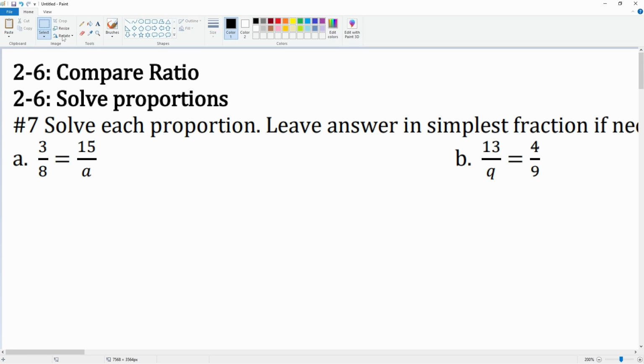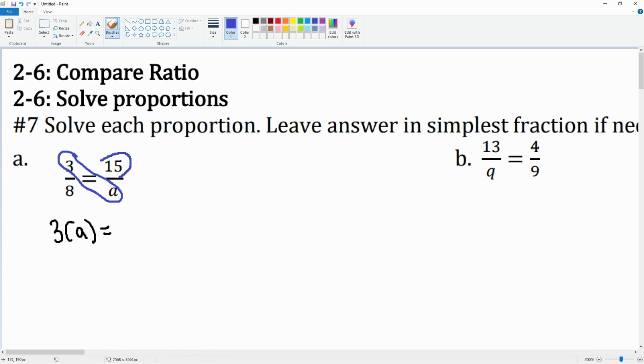All right, there are many ways to do this, and here I'm going to show you the traditional butterfly method. The 3 is the first wing of the butterfly, so we can write 3 times A, and you can put this in parentheses if you want, equal to the second wing of the butterfly, which is 8 multiplied by 15. Make sure you draw the line down the middle here as well.